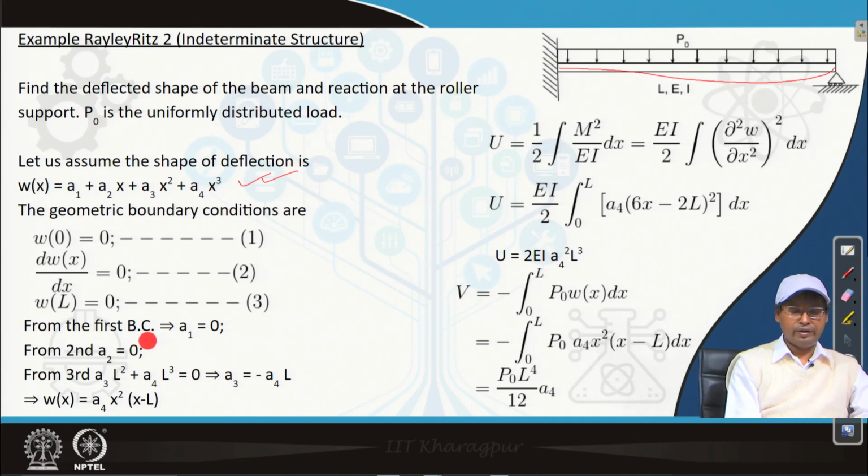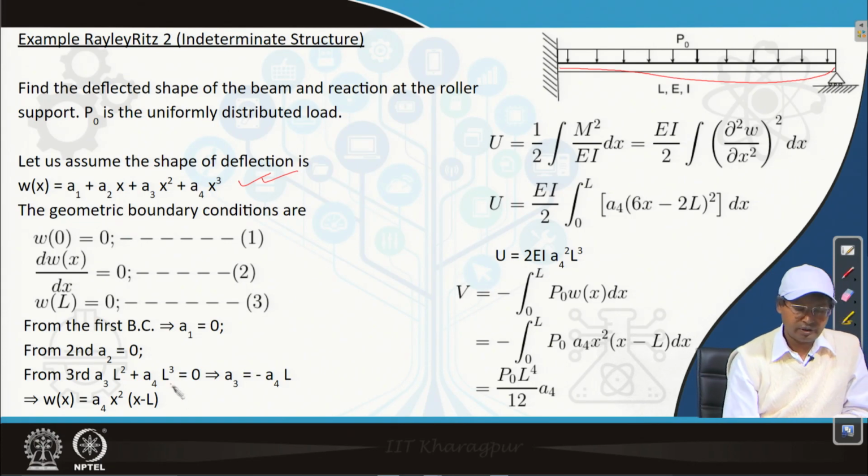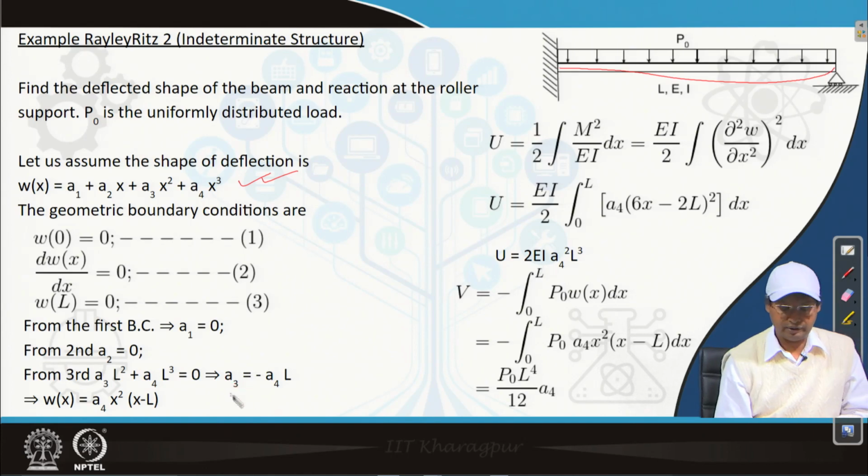First, if we implement the first boundary condition, that gives us A 1 equals 0, because all the others go to 0. For the second boundary condition, if we implement the derivative, this also will become 0, this is already 0, and that gives us A 2 will become 0. And then the third one gives us a relation between A 3 and A 4, and that we have A 3 is equal to minus A 4 L.